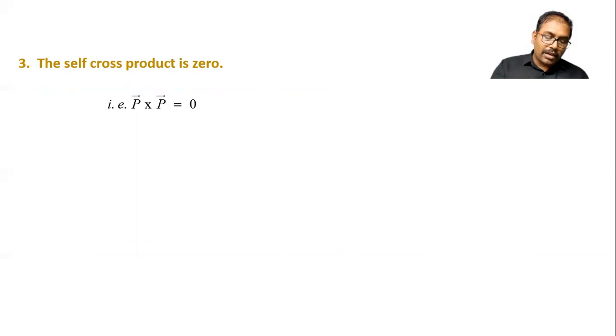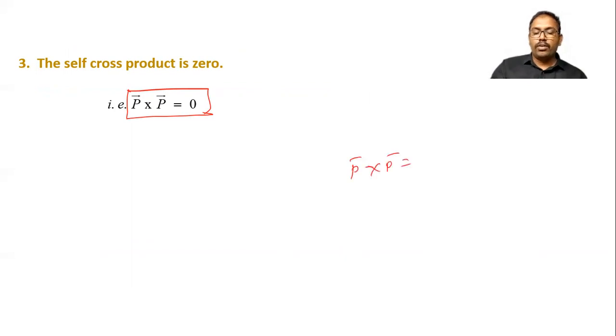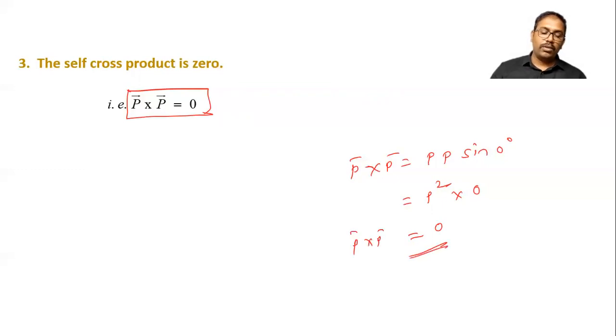Now the third characteristic is that self cross product is 0. Self cross product means P bar cross P bar is 0. Because we can write P bar cross P bar equal to P into P into sine of 0 degree, because a vector makes a 0 degree angle with itself. So P square into sine 0, and sine 0 is 0. So here P bar cross P bar is 0. Self cross product is 0.